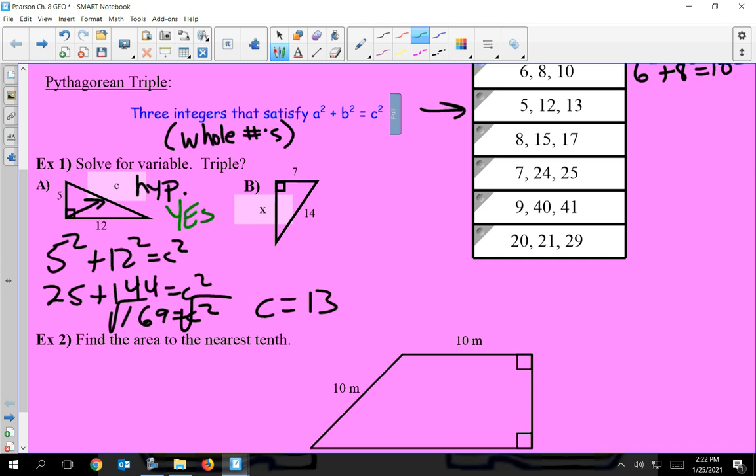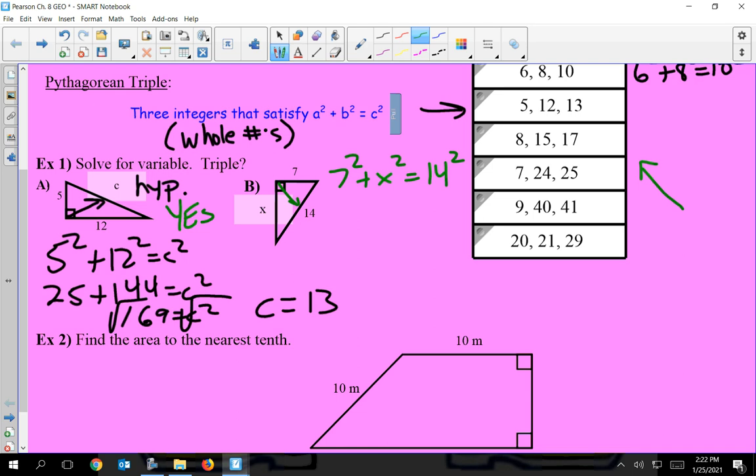All right. Taking example B, if you take a look at that, there's my c. Well, now they're giving it to me. Okay, so I'm going to go 7 squared. The other side's x squared, that's what they got labeled, and it's 14 squared. Okay. So if you look at this list of Pythagorean triples over here to the right, I'm not seeing anything that's got a 7 in it or a 14 in it.